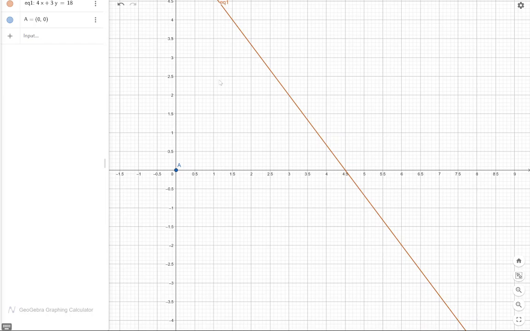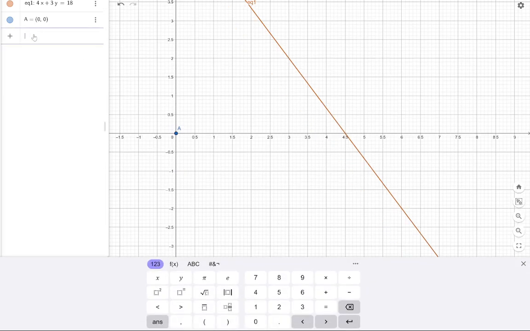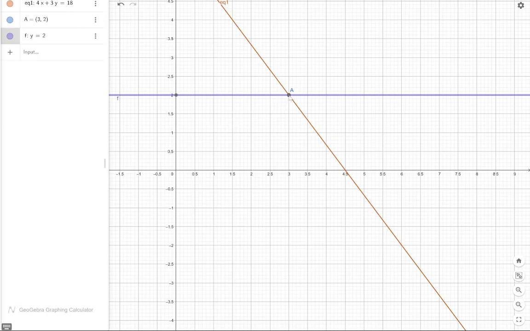But we want to know where these two lines intersect. So we're going to put the second equation in, which was y equals 2. Then we're going to take point A and put it where the red and purple lines intersect, just to see if those points match up to the equations that we have. So we should have x equals 3 and y equals 2. So if we go right here, we'll see that this point is 3, 2, just as when we solved the system of equations using substitution.